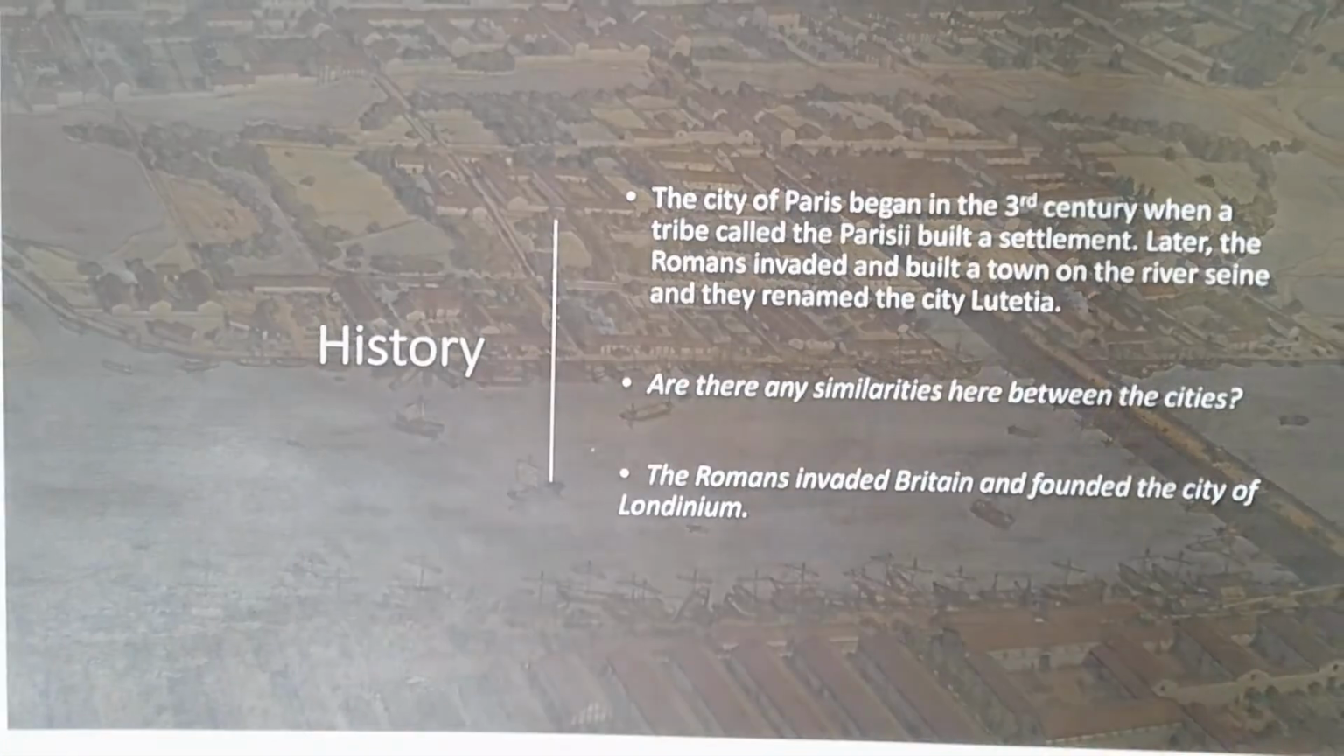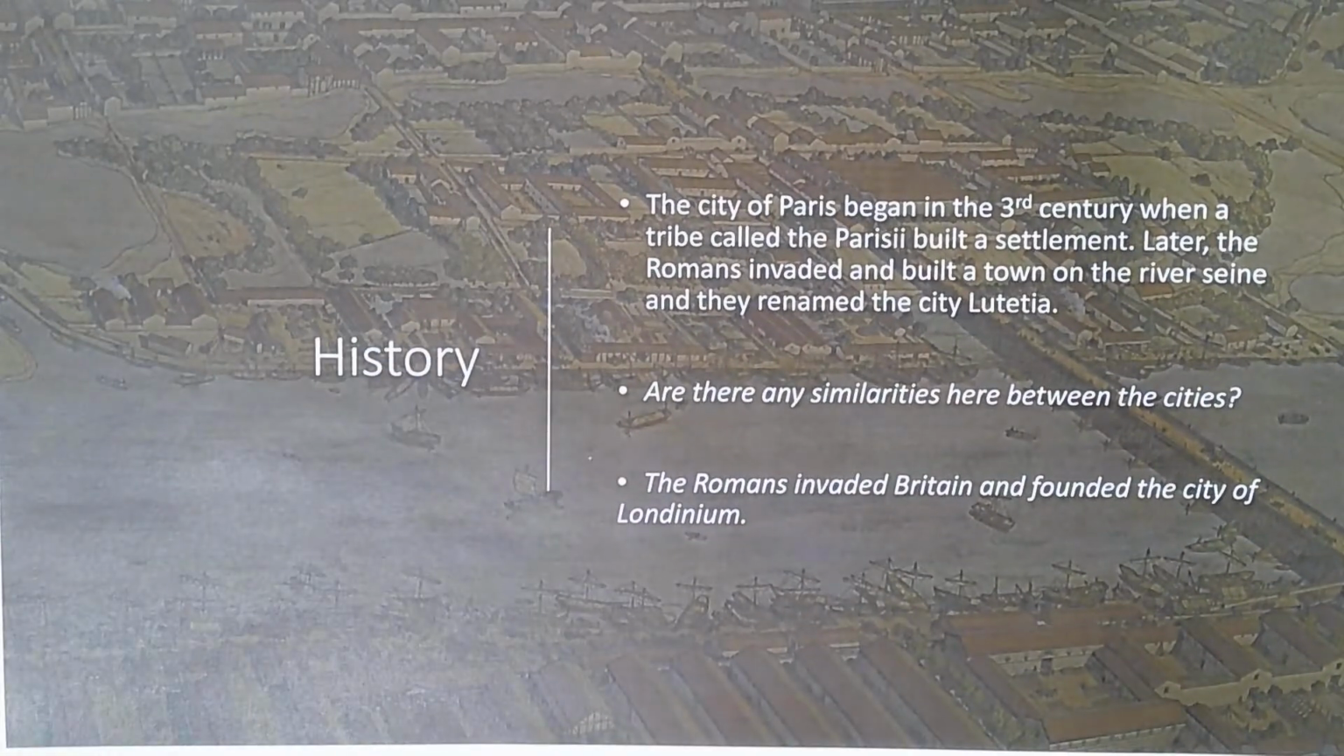Okay, brief history of Paris. Now we know our history of London, as you did the Romans last year, Londinium, and the Romans coming and settling and building the city. But the city of Paris began in the 3rd century when a tribe called the Parisii built a settlement. Okay, this tribe came to this area of France and built a settlement. They settled. Later the Romans invaded and built a town on the River Seine, and they named the city Lutetia.